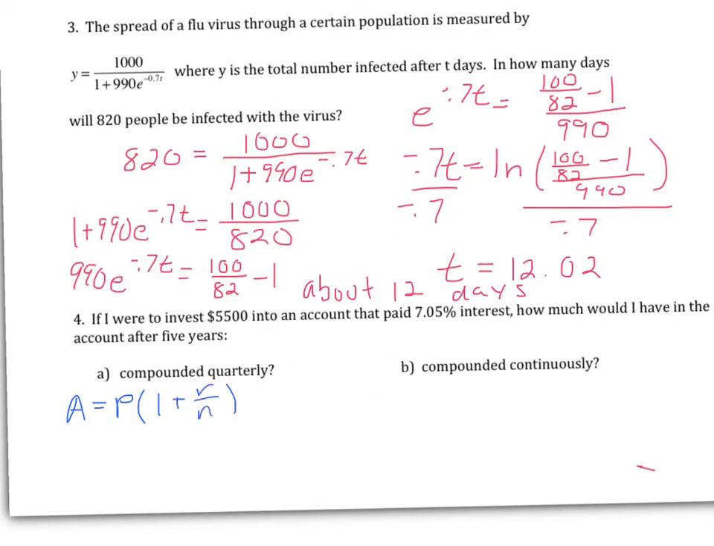P is our principal, so we'll plug in 5,500. R is our interest rate, but in decimals, so instead of 7.05%, we want to change that to 0.0705. And then we want to divide that by 4, because n is the number of times it's compounded per year. And that's going to be raised to the 4 times 5, since 5 is our time. So we can just plug that directly into our calculator.